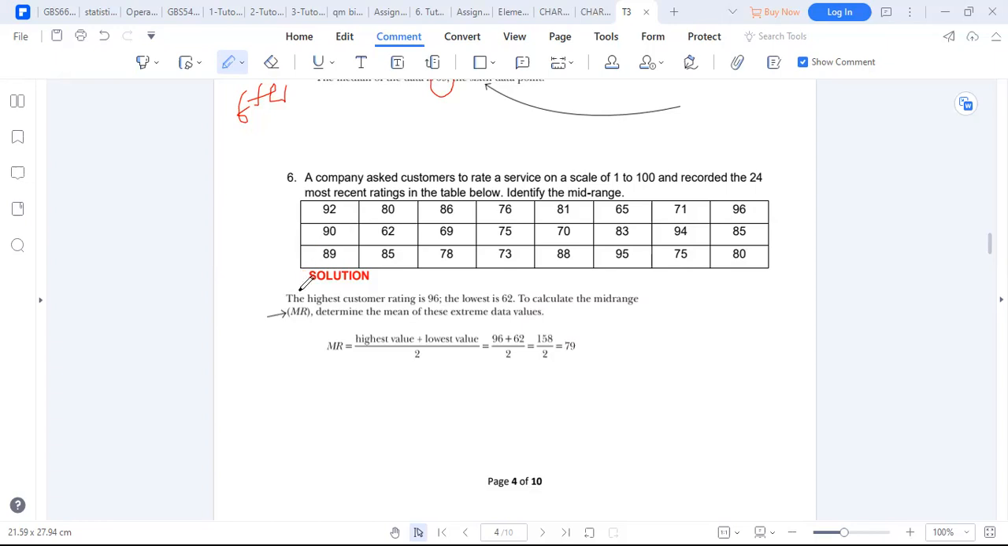So we're being asked in this question to identify the mid-range. Mid-range is simply the highest value plus the lowest value divided by 2. So in this case, when you scan through, the highest value is 96. And the lowest value when you scan through is 62. So when you add these two and divide by 2, our mid-range will be 79. That is how we calculate the mid-range.